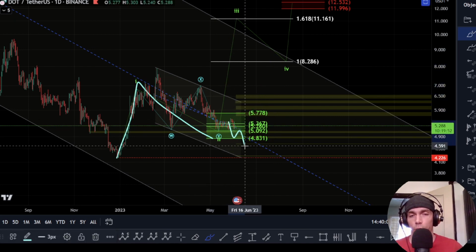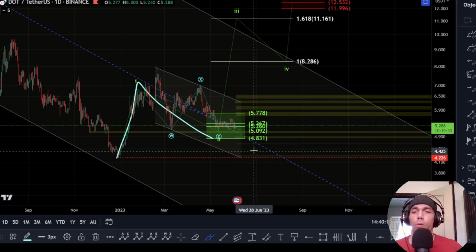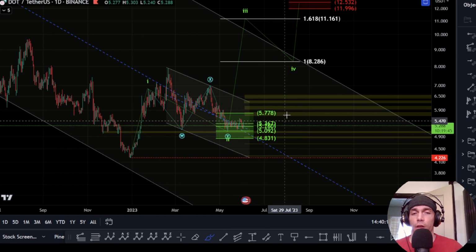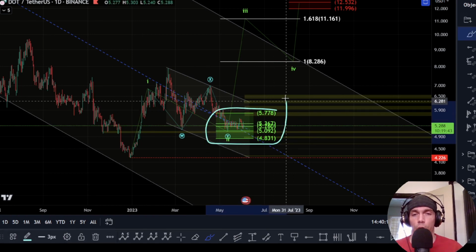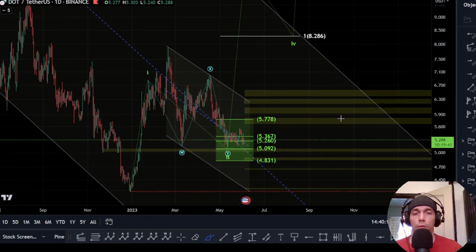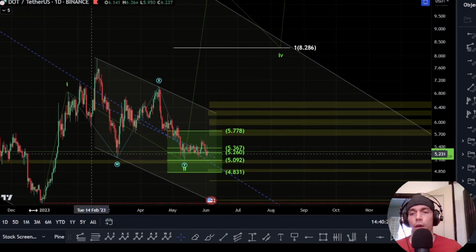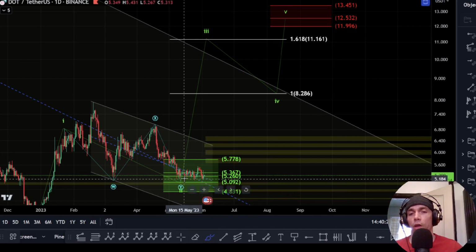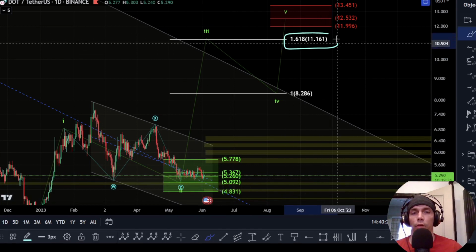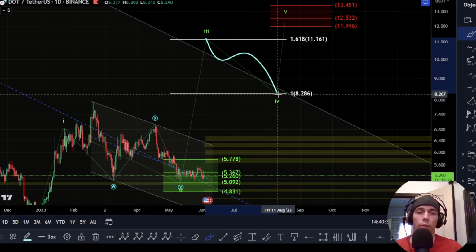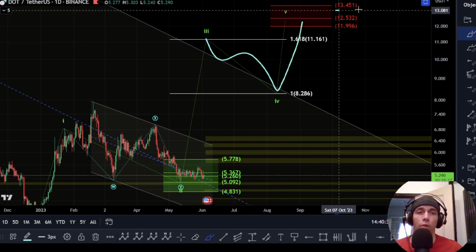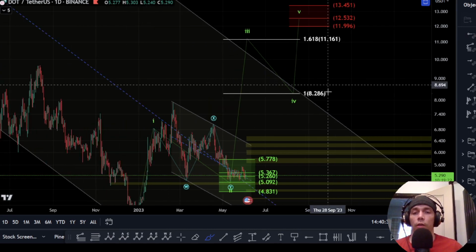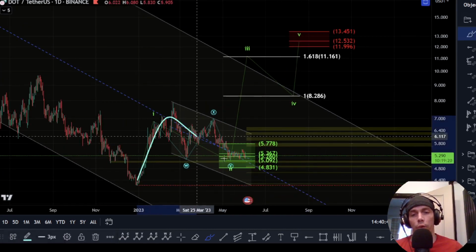If we start to break down below this and start to consolidate below this level, then that more bearish scenario comes into play here. So we're going to have to keep an eye on this. Technically speaking, as long as this support zone here holds between this $5.77 and this $4.83, we can look for the potential of pushing to the upside. Now, confirmation as an impulse would only come by pushing up towards this 11.16, in which case what we'd then be looking for is an additional fourth and a fifth, which would be looking for this target of this 13.45 to this 11.99.